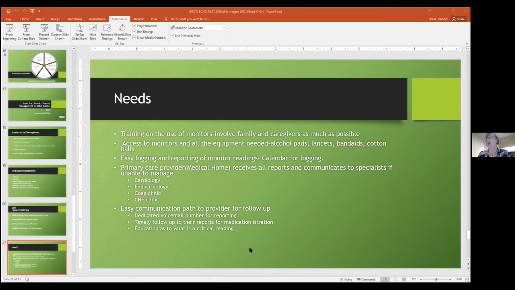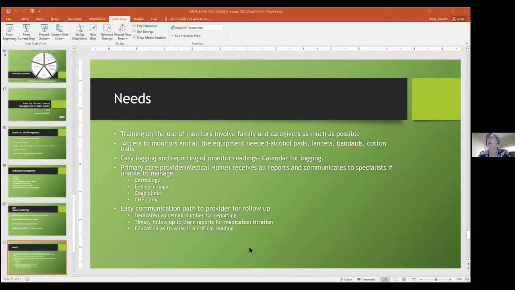Access to the monitors and all the equipment needed, like alcohol pads, lancets, Band-Aids, cotton balls, and test strips, and all those kinds of things. So they need to have access to that. I know with the PT-INR monitor, there's a whole quagmire of paperwork that you have to fill out in order for them to qualify for that. So, navigating through all the paperwork to get in, and maybe pre-authorization or authorization for those.